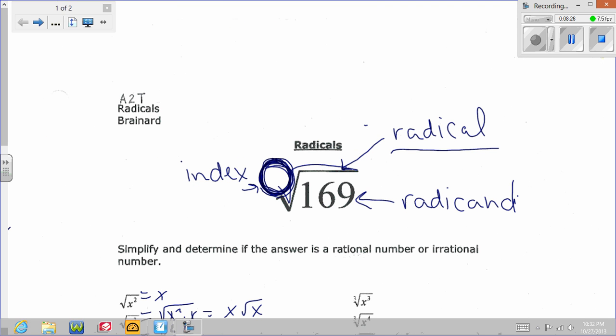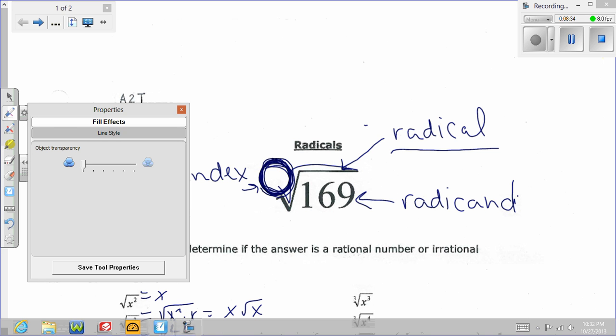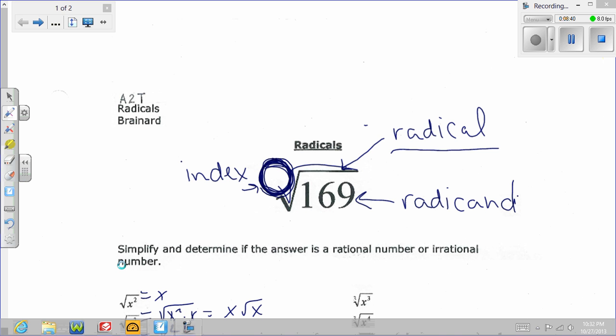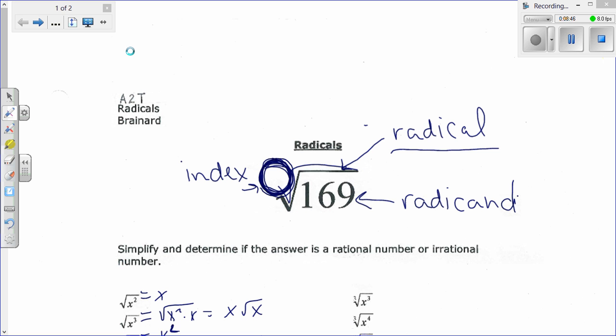Okay, all the radicals there should have been review. And now we're going to talk about perfect cubes.